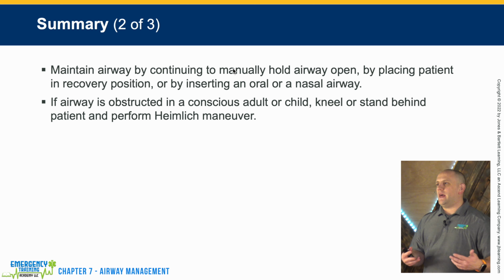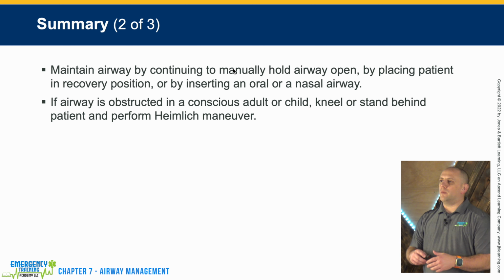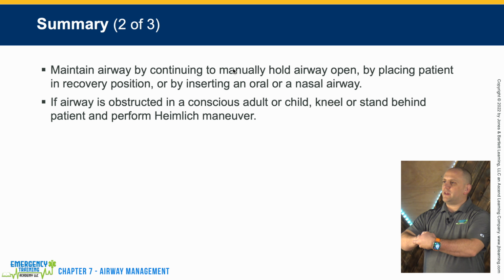Once we have opened that airway, it's important that we maintain the airway, whether that be using a manual hold, or if we're going to place them in the recovery position, or use one of our many airway adjuncts that we talked about. If the airway is completely obstructed, then we need to clear that airway. We can do that by performing the abdominal thrusts, also known as the Heimlich maneuver, by wrapping our arms around them. Remember, we're creating a fist, placing that fist in the belly button, placing our other hand over top, and we're going in and up.